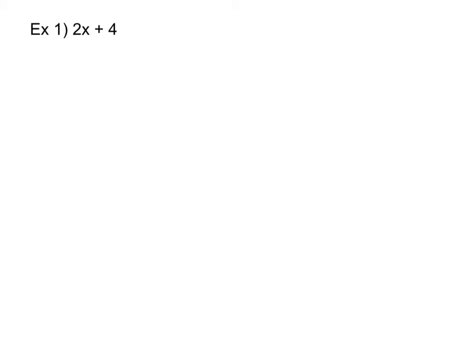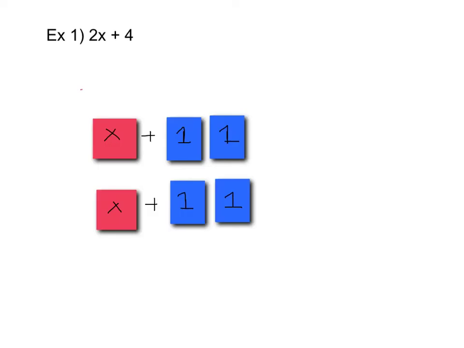The first example we are going to do is factor 2x plus 4. First, I want you to see this with the bar models. You notice we have the 2 x's and the 4 1's, and we were able to break that into two groups that each have x plus 2 in them. So that's what we're doing when we are factoring.